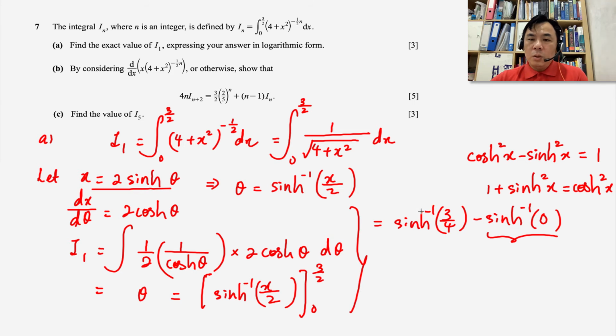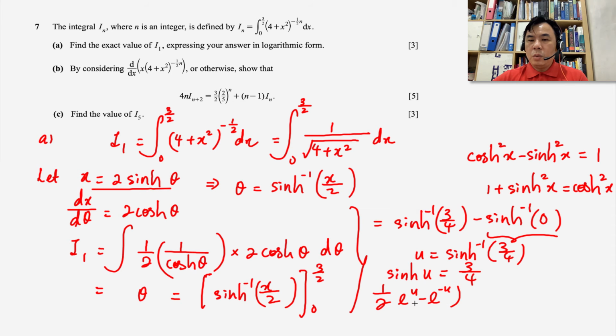Now, the second one is this. How do I find this answer here? We can let this be u, so u is sinh inverse of 3 over 4. Therefore sinh u is equal to 3 over 4 here. And sinh u is given by a half of e to the u minus e to the negative u, equal to 3 over 4. Now from there you can solve this exponential equation. I'm going to pause here for a while.